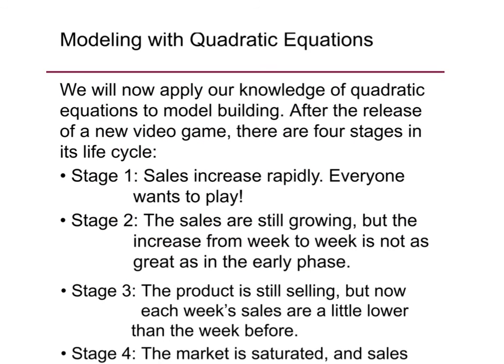When we model with quadratic equations, there's lots of scenarios, lots of real-world settings that follow a quadratic equation that look like a parabola when we start plotting the data. So this is just one scenario, one example here, and that involves the 4 stages after a video game or a movie are released, okay, in their life cycle. Stage 1, sales increase rapidly. Everyone wants to play. Stage 2, sales are still growing. They're still going to increase week to week, but not quite as fast as the early process. You know, a lot of people have already seen the movie or bought the video game, but there's still a few more stragglers that might be purchasing it.